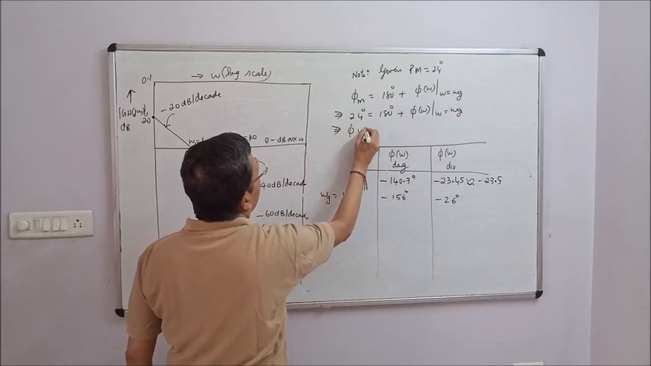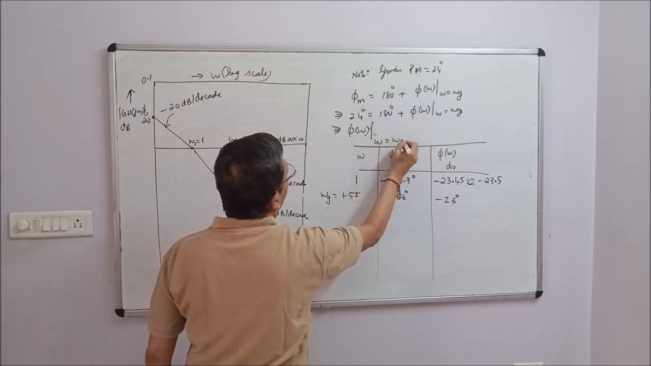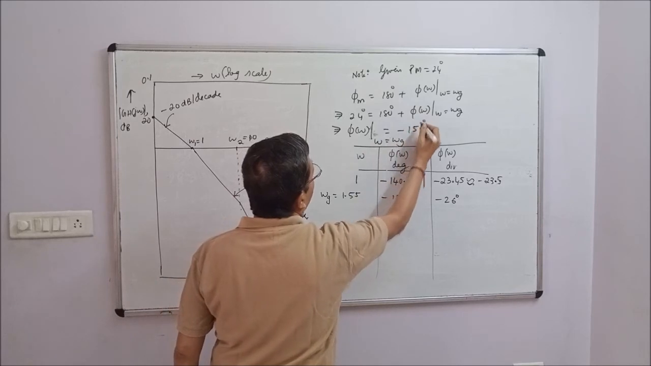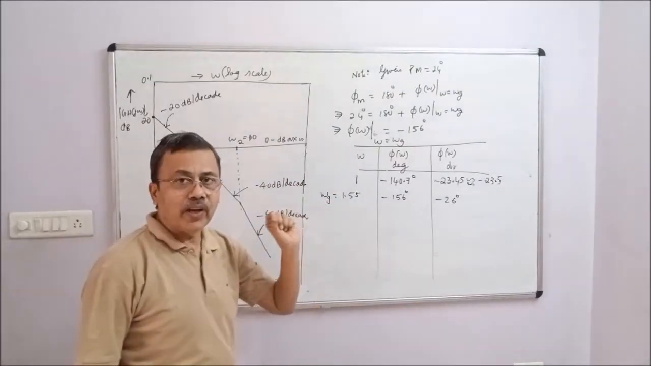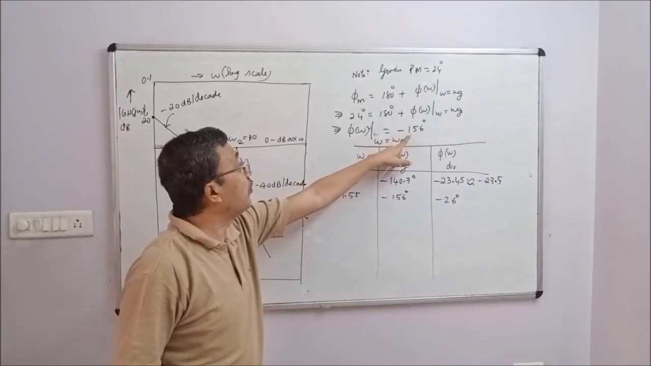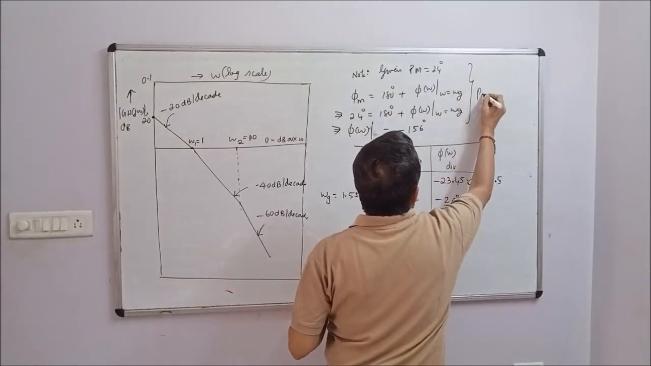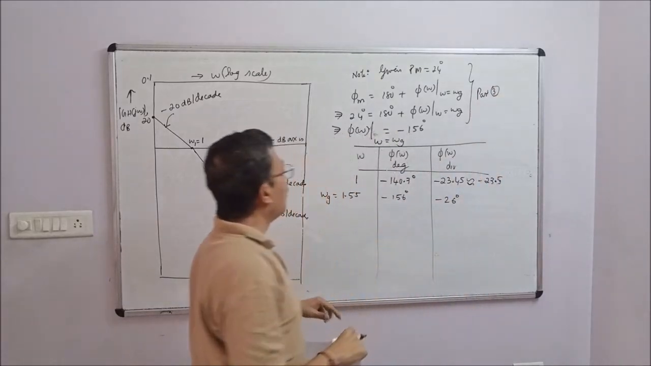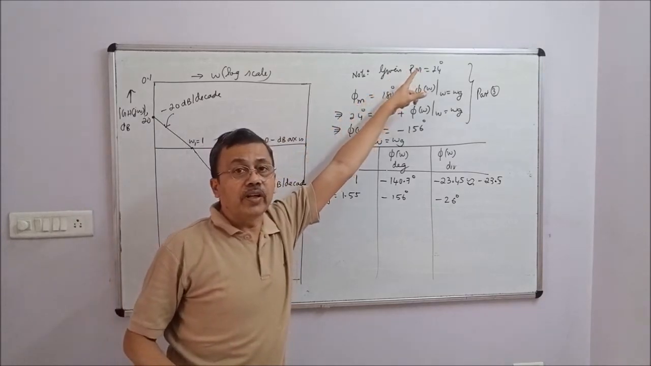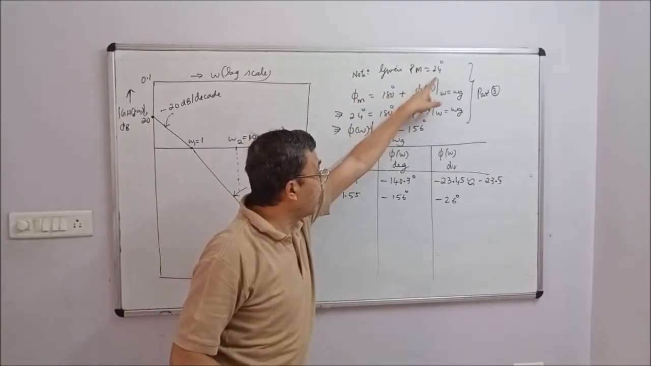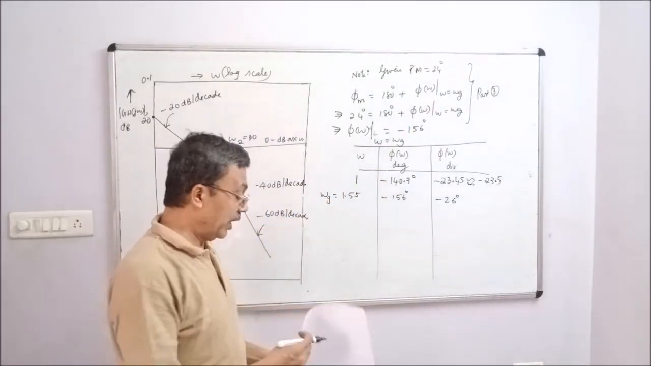This implies phi of omega at omega equal to omega g is equal to minus 156 degrees. Keep giving values to omega in the expression for phi of omega till you get minus 156 degrees. This is done in order to answer part 3 of the question. Part 3 of the problem requires to find the value of k when phase margin is 24 degrees. So to give a phase margin of 24 degrees, phi of omega must be minus 156 degrees. Please keep this in mind.